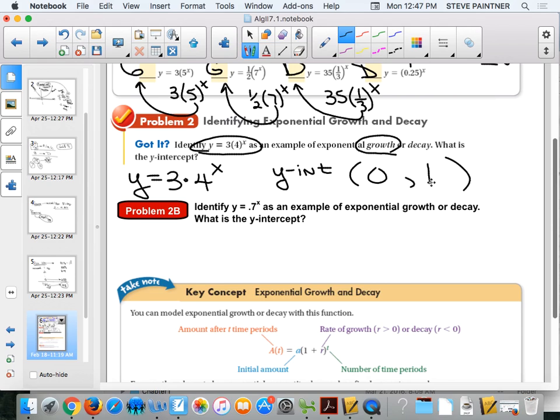Is he right? Let's try it. 0 goes into x. 4 to the 0 is 1, Brady. You're right. But Brady, it says times 3. 0, 3. It's just the A value. Hey, guys, if you go up above and you read again, it says the y-intercept is always going to be 0, comma a. It's whatever the A value is. That's the starting point. This is what is known as the original amount. Okay? Do the next one.